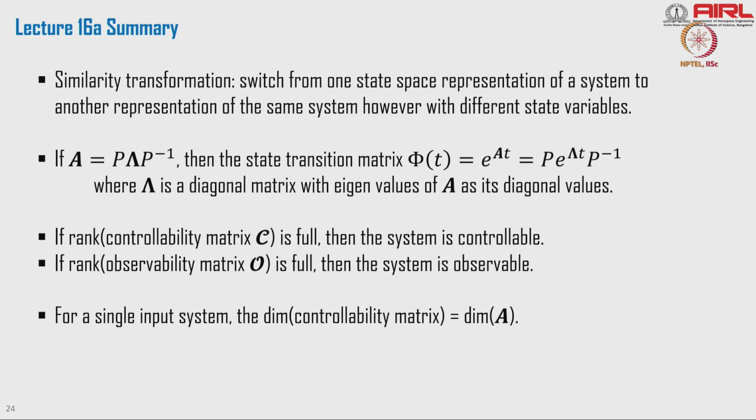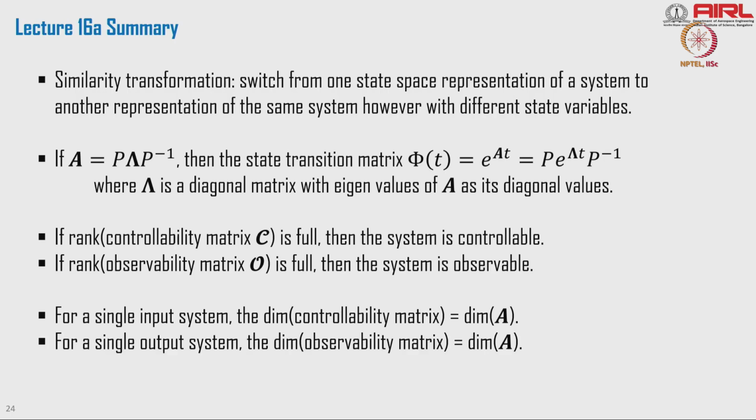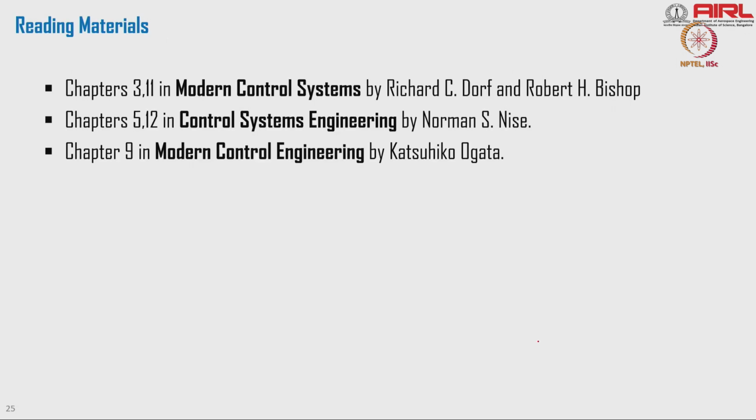Also, for a single input system, the dimension of the controllability matrix is actually equal to the dimension of the state matrix, and for a single output system, the dimension of the observability matrix is equal to the dimension of the state matrix A. And these are some of the reading materials which you can refer to for further exercises, and I highly recommend you do so.